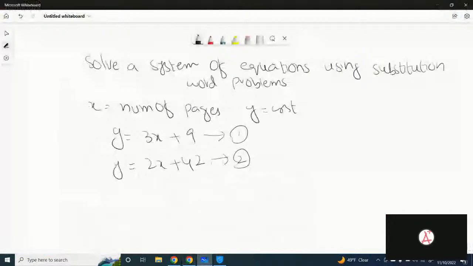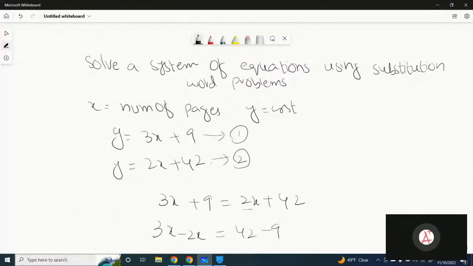Or you can equate both the equations because both the equations are equal to y. So you can say 3x plus 9 equals 2x plus 42, because both of them equal y. Got it? So collect the like terms, move that 2x to the left side. So it would be 3x minus 2x equals 42 minus 9. 3x minus 2x is x, and 42 minus 9 is 33. That means 33 is the number of pages at which the cost of both is equal. Got it?